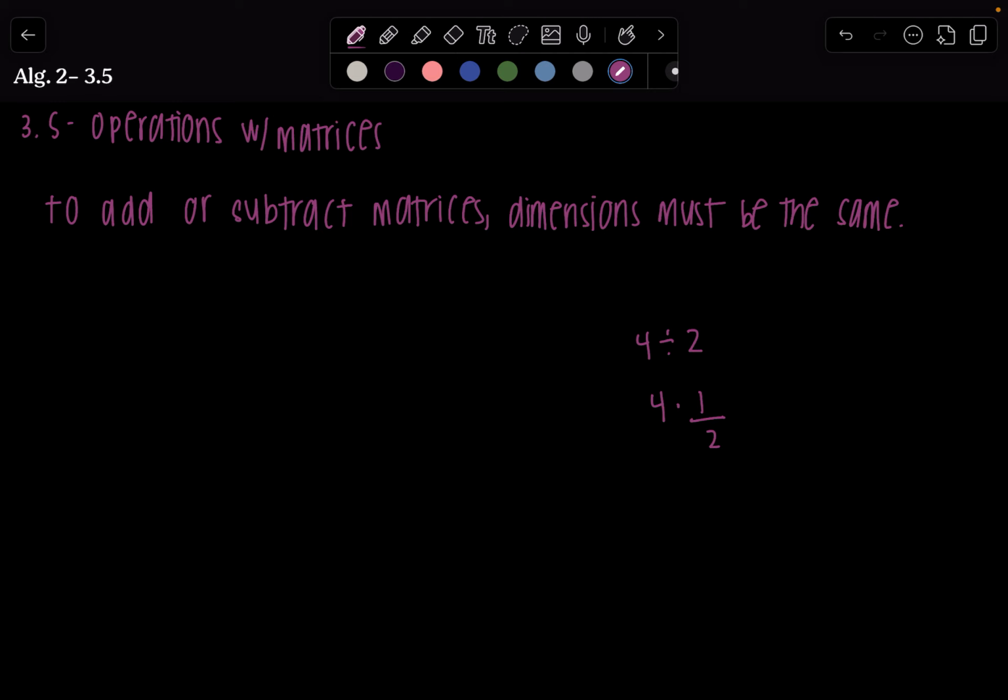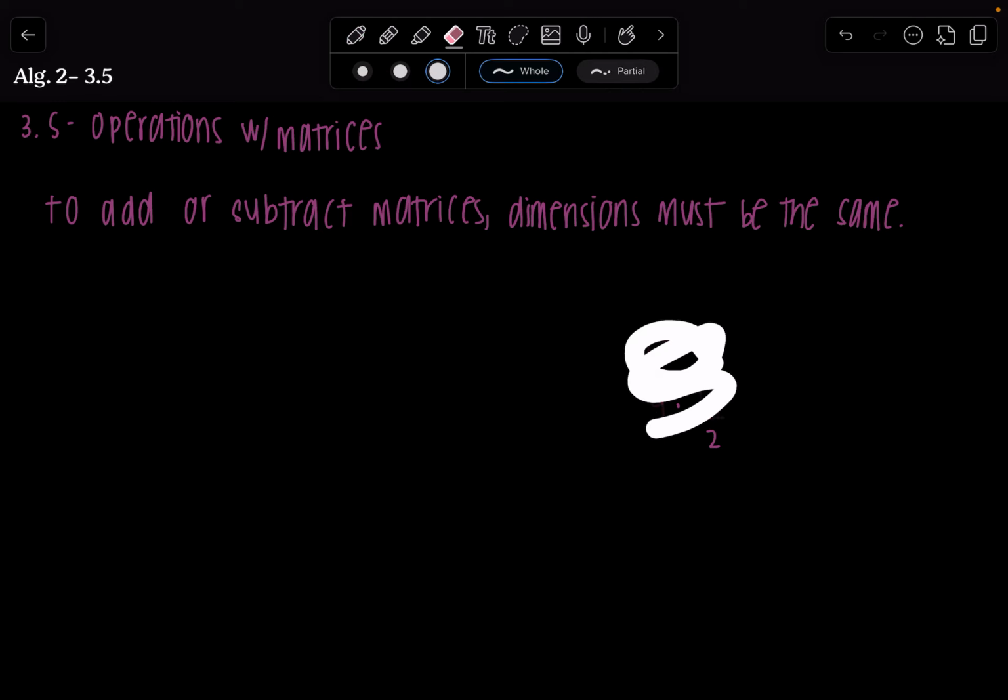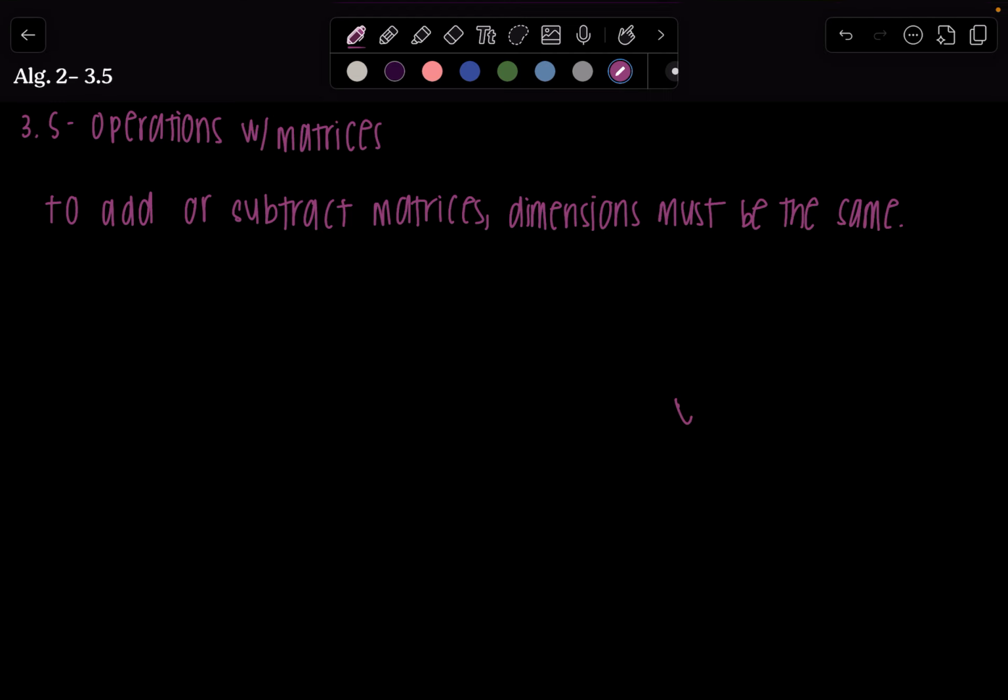All right, so let's go through our basic operations. First on the screen, you have the rules. To add or subtract matrices, dimensions must be the same. So what that means is, first, let's talk about what a dimension is. The dimensions are the rows, and then you say the columns. And it's the number that is involved.